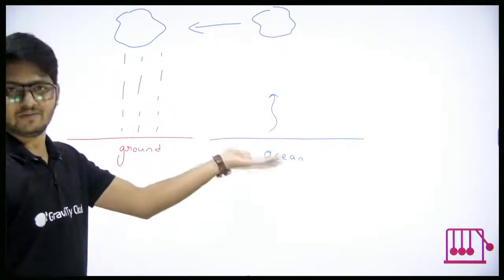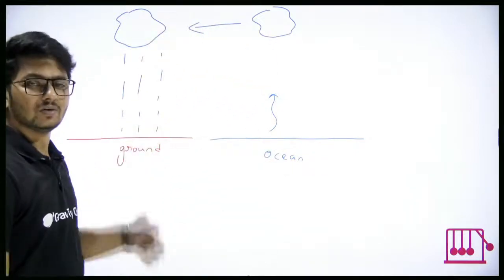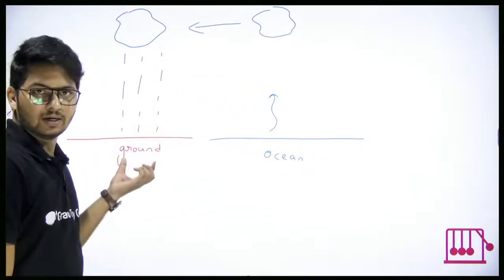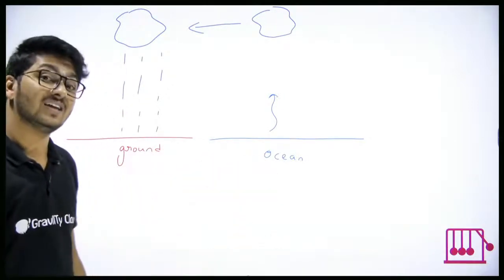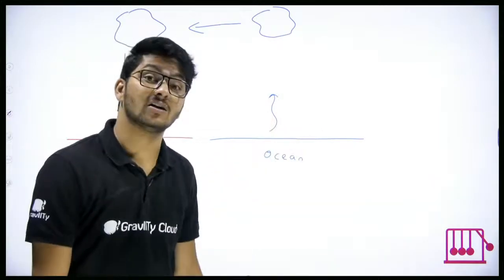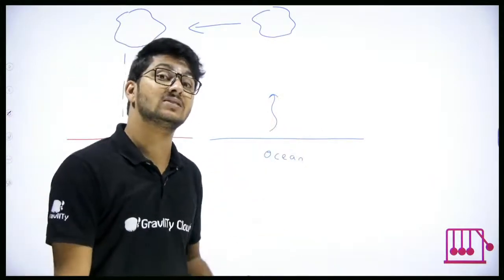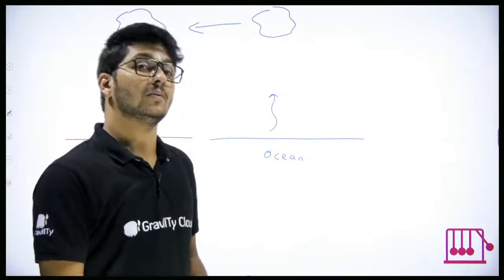Water is escaping from ocean, yes or no? And it is raining on the ground. So ground is getting water. Ocean is losing water. Then how come the amount of water or the water level in ocean is not decreasing? Why is it not decreasing?